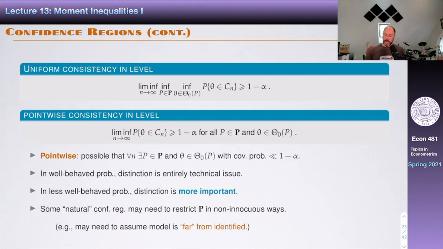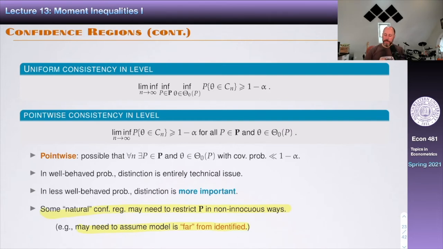And the implication of this is what I wrote here: some natural confidence regions may need to restrict p in ways that are unpleasant. In particular, one common thing that you may need to assume in order to use what I'm calling natural constructions is that your model is far from being identified. This is an unpleasant assumption because you're in a situation with partial identification, you want to do inference that works well, and you want to use these confidence sets that you know from other courses. Those will only work well if your model is really partially identified. But if your model is just lightly partially identified, meaning that the size of the identified set is small in some sense, then these methods are going to perform quite poorly.